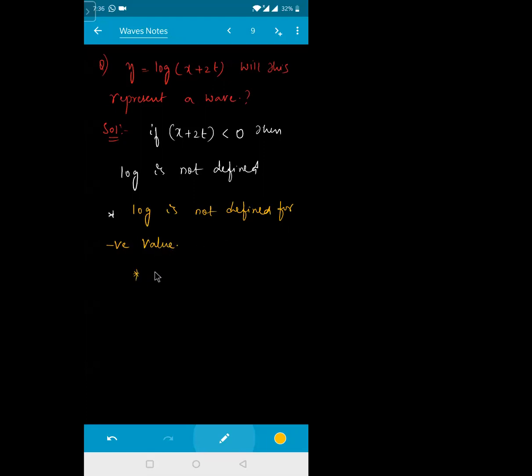It is defined only for positive values. MPC students have a clear idea about this, but BPC students will feel difficulty. That is the reason I'm writing a clear statement here. If x plus 2t is less than 0, meaning any value less than 0 is negative, then log is not defined for the negative value. That is the reason it is not a wave equation. So the given equation is not a wave. Is it clear for everyone?